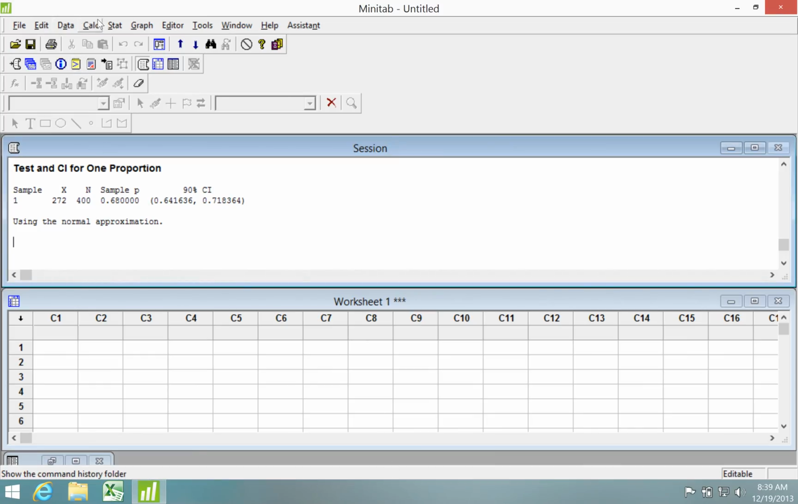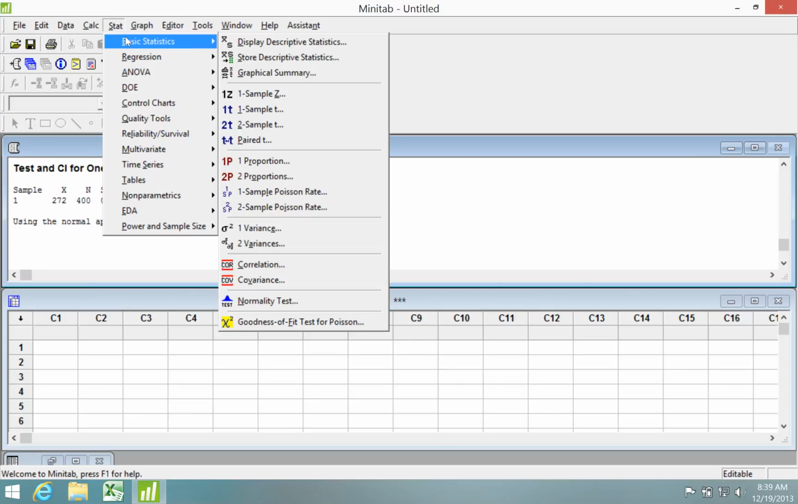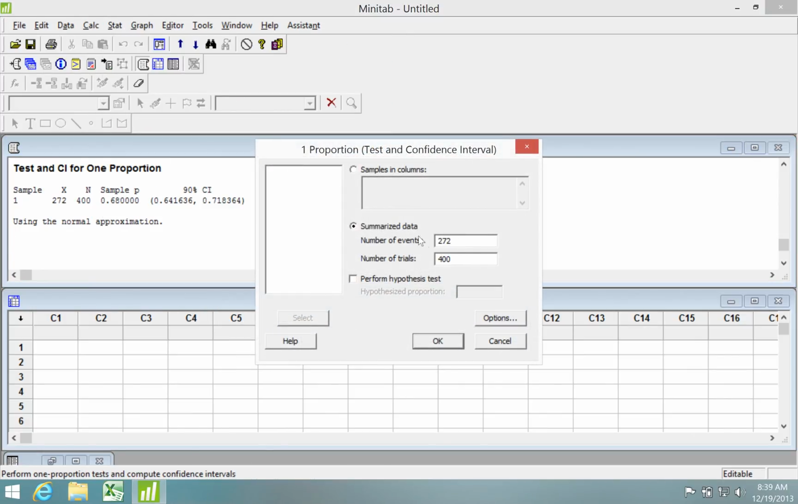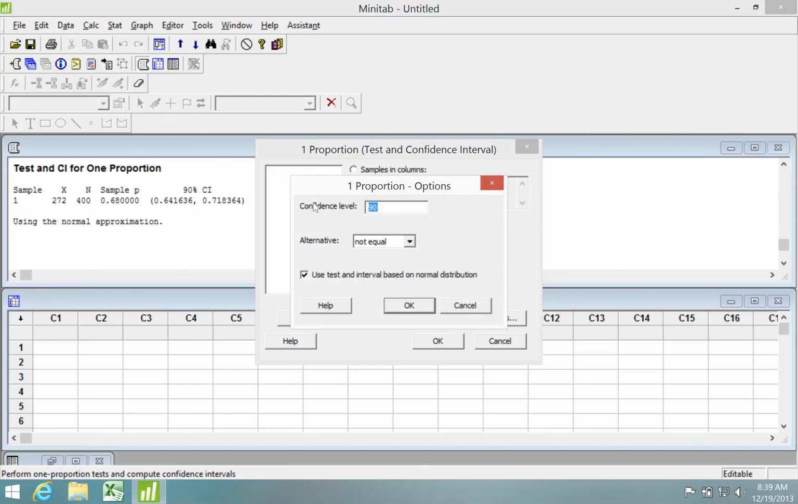Okay, let's see how to do this in Minitab really quickly. For Minitab, we're going to go to Stat, Basic Statistics, 1 Proportion. Here in the summarized data, we put in the number of successes, or the number of events. That's 272. The number of trials is 400. Make sure to click on Options. Make sure to input your confidence level as is required. So here we wanted 90%.